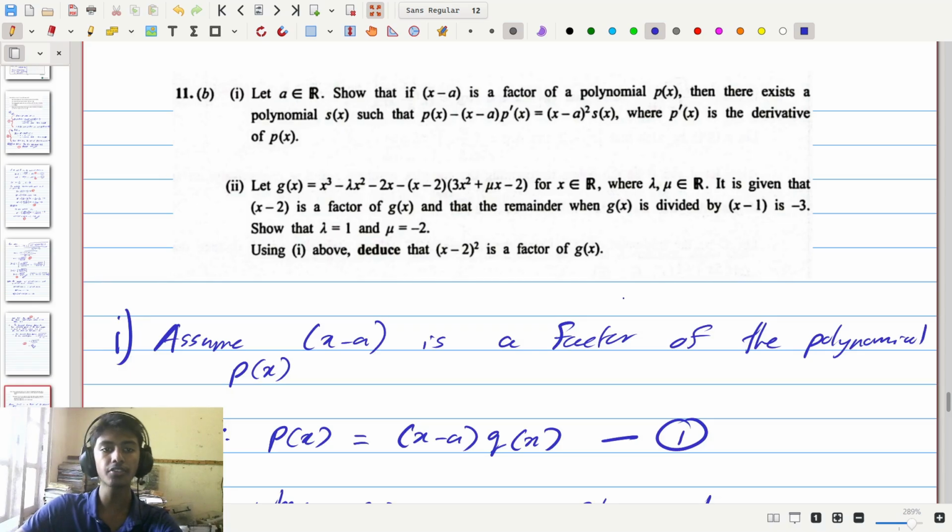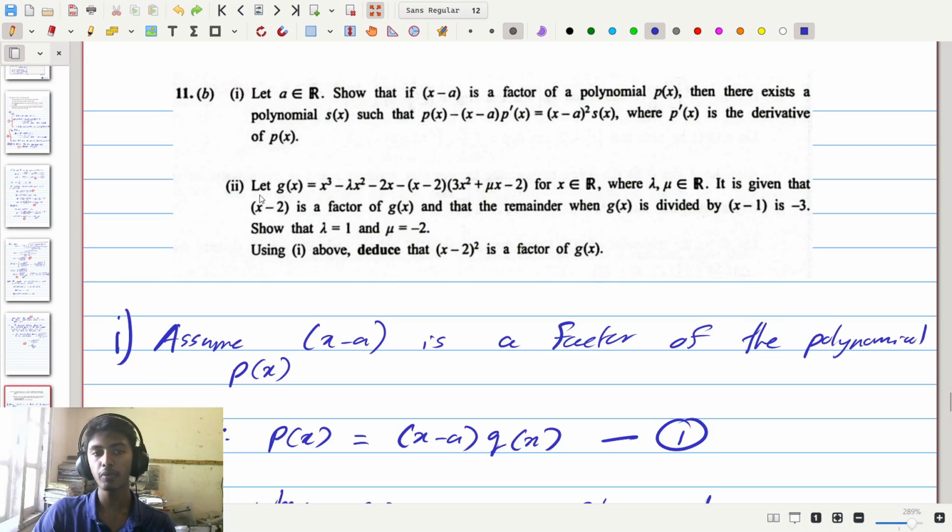So number 2 says, let g of x be all of this stuff here for x an element of the real numbers, where lambda and mu are some elements of the real numbers, and it is given that x minus 2 is a factor of g of x, and the remainder of g of x when divided by x minus 1 is equal to negative 3. So using that, we're supposed to show that lambda is 1 and mu is negative 2.